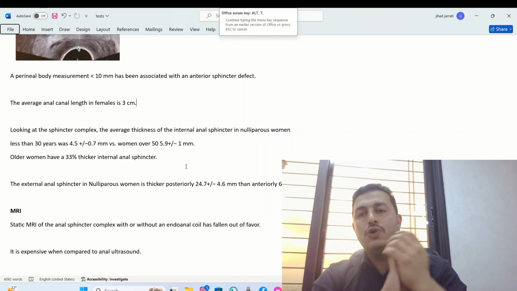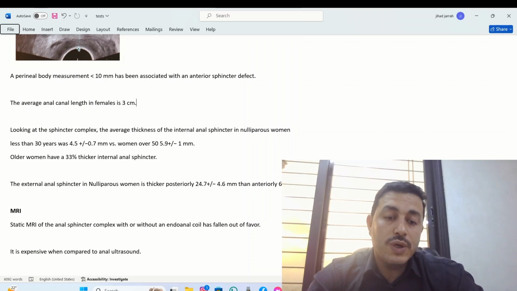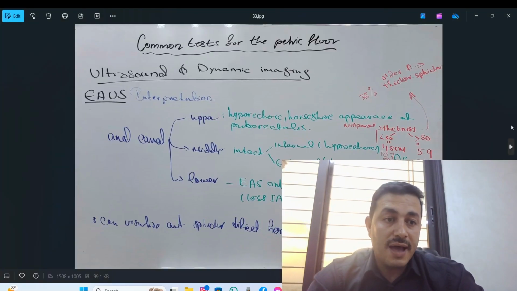What information do we have regarding the ultrasound more?